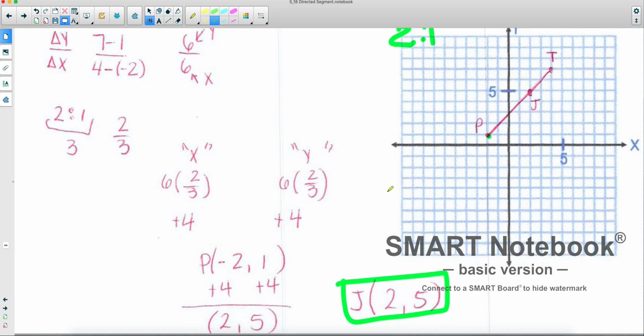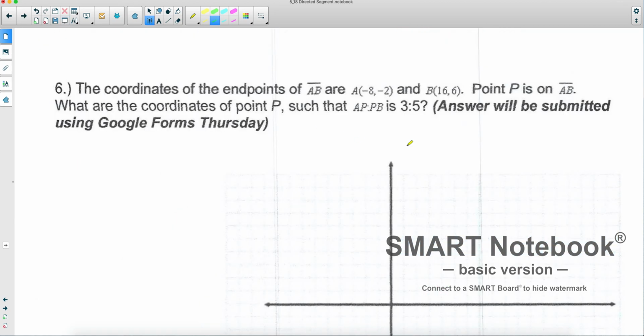Again, feel free to rewind, re-listen to any portion of this lesson, but we follow the same 4 steps for each and every question. So then for number 6, you're going to do the same thing. Now remember, this is not going to be submitted until Thursday, because there's going to be questions from tomorrow's lesson on those Google Forms as well. And you're finding the coordinates of P that divides AB into a 3 to 5 ratio. Okay, so just make sure you do the same steps.